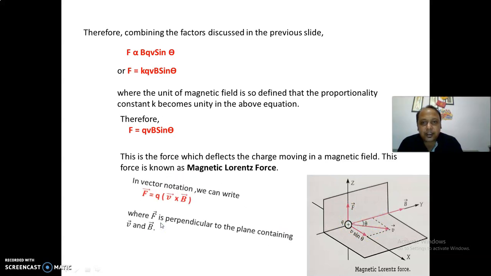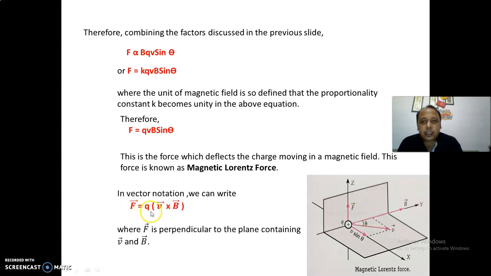Actually, what we can write here in vector form is F = q v cross B, with magnitude q v B sine theta. And we know that for the cross product of two vectors, the direction can be calculated by the right-hand thumb rule or right-hand screw rule. So if we take a right-handed screw and rotate it from v to B, it will move in the upward direction.